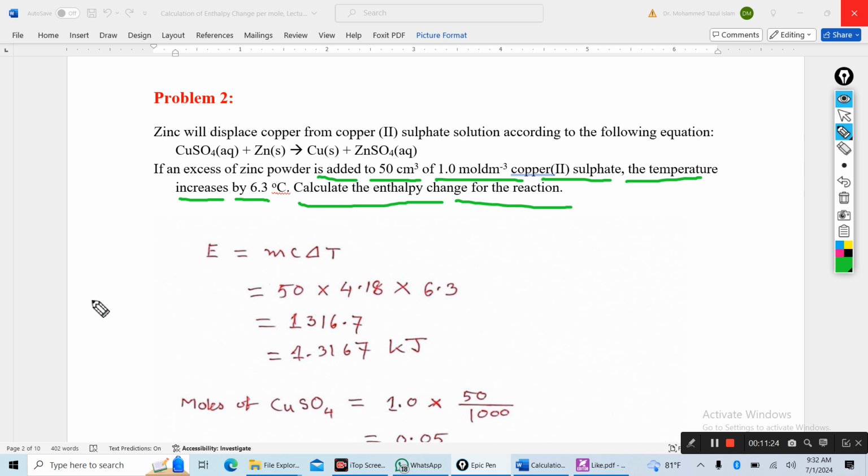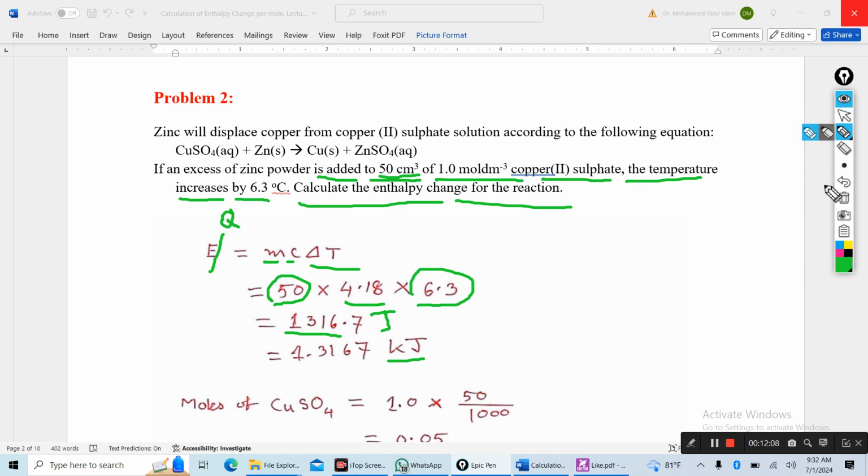So as before, E or Q means energy transferred, mc del T. M is the mass of solution, 50 centimeter cube, so 50 gram. C is 4.18, the specific heat capacity. Del T is 6.3 degrees centigrade. So if you calculate, you get 1316.7 joule. After dividing by 1000, you will get 1.3167 kilojoule.